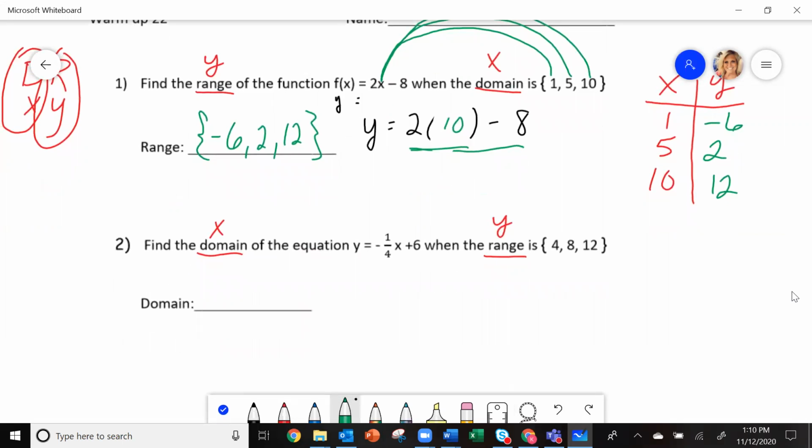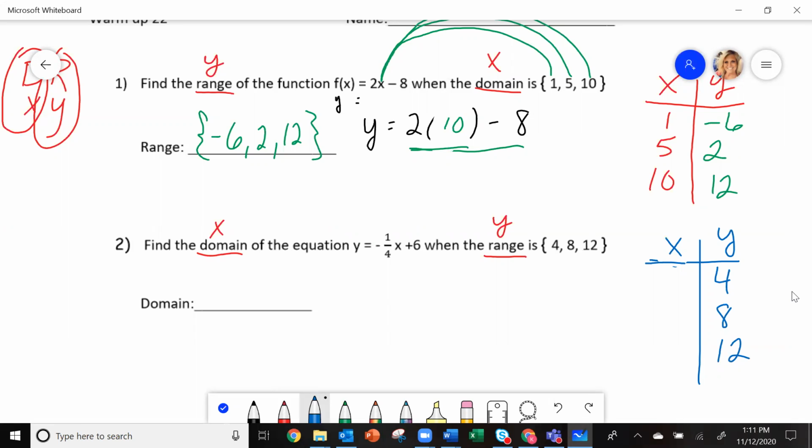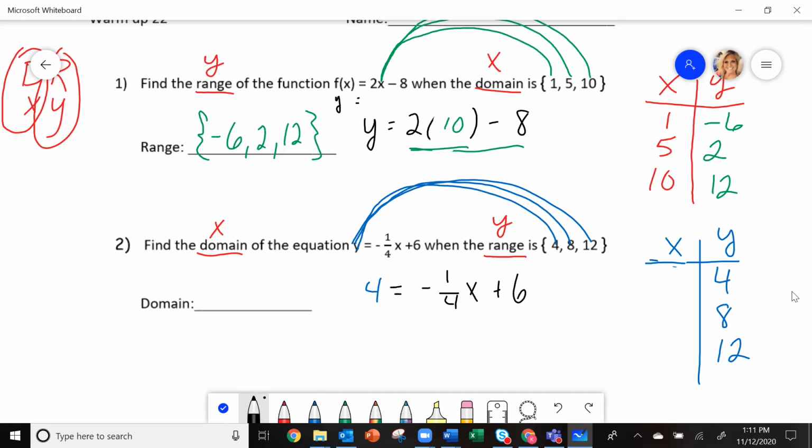Now in the next one, it's going the other way, and it's saying, okay, we're going to give you the Y values. Oops, I put that in the wrong spot. I want the X. The Y values are 4, 8, and 12. So you're going to take these numbers and put them here in the Y, and we're going to solve. On the first one, I have 4 equals -1/4 X plus 6. A couple different ways you can do this, but in solving, I'm going to subtract 6 from each side. I'm going to get -2 equals -1/4 X. Then when I multiply, I do the reciprocal. I'm going to multiply each side by -4/1. That makes these cancel, and I'm going to get X equals +8.